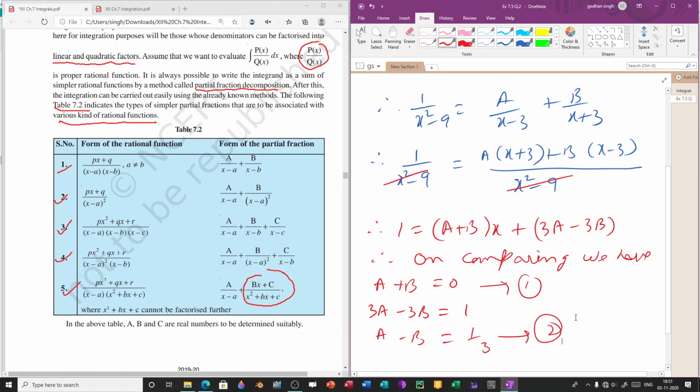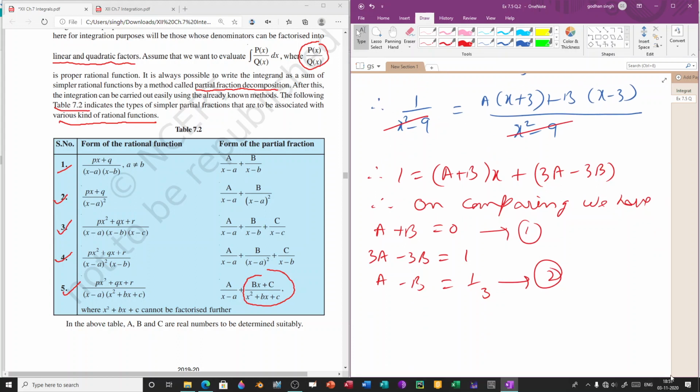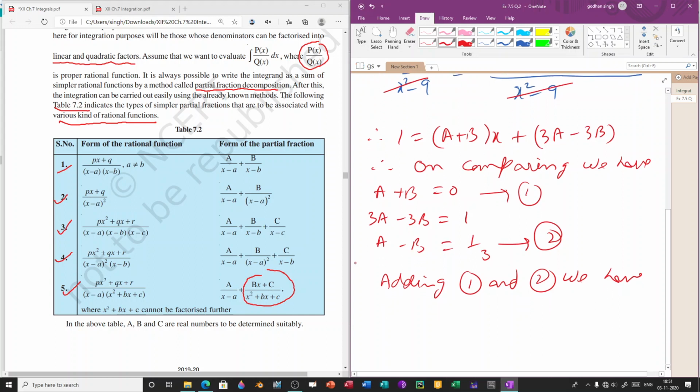Now we'll solve 1 and 2 by the elimination method. Adding 1 and 2, b will be eliminated. We have a plus a is 2a, and plus b minus b cancel each other, so we get 2a equal to 0 plus 1 by 3, that is 1 by 3. Therefore the value of a is equal to 1 by 6.